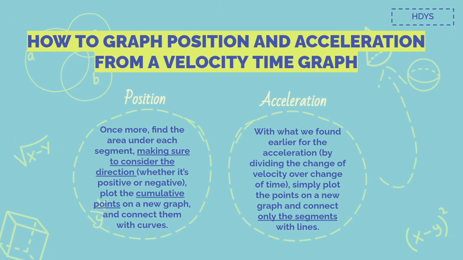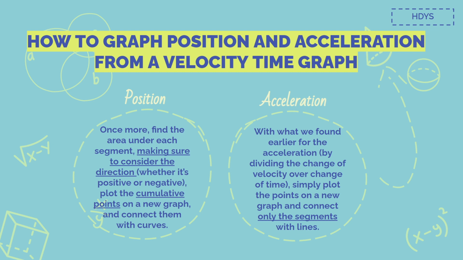So as I said, for position, we just find the area under each segment if we haven't already, making sure to consider the direction, because we want to know whether it's going further away from the starting point, getting closer, or going away on the opposite direction. So whether it's positive or negative. And then when we're plotting it on the graph, we want to plot the cumulative points, which means adding them up to each other one by one, like one before the other, on a new graph. And then connect them with curves, and curves especially because since the velocity is changing, it could be reaching a point faster than it did to the other, so you aren't exactly sure whether it moved linearly.